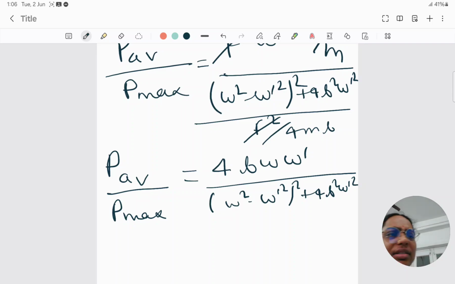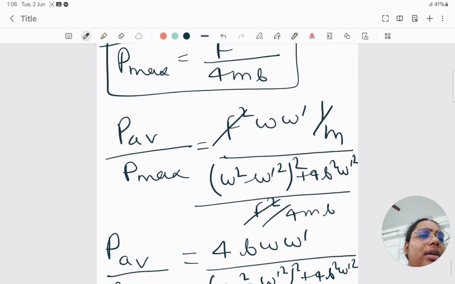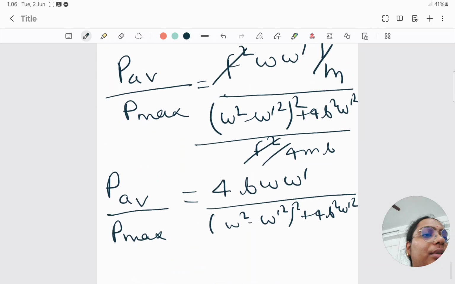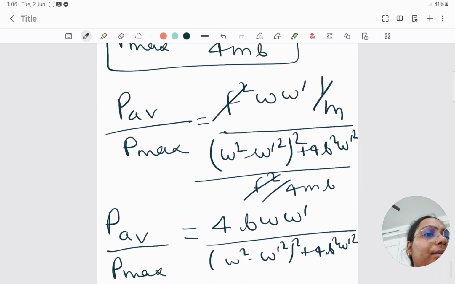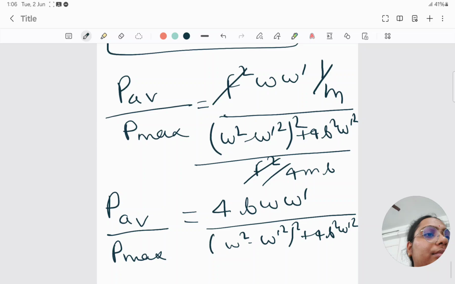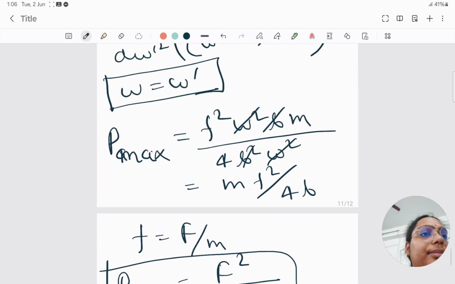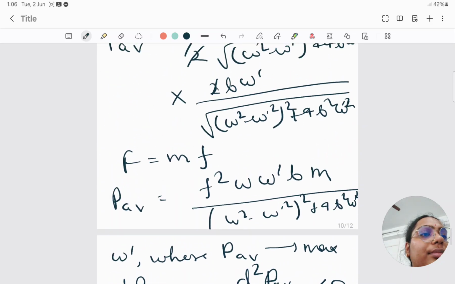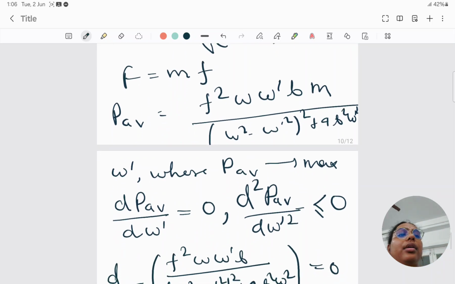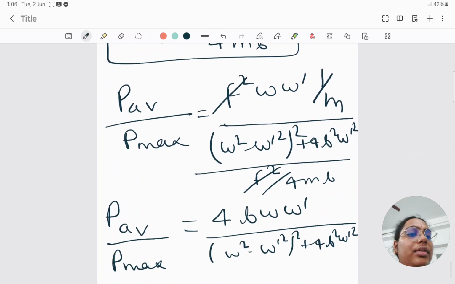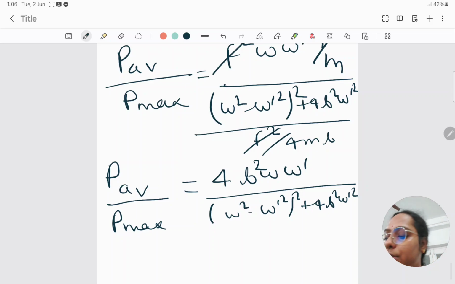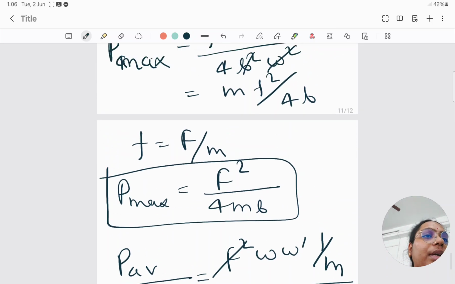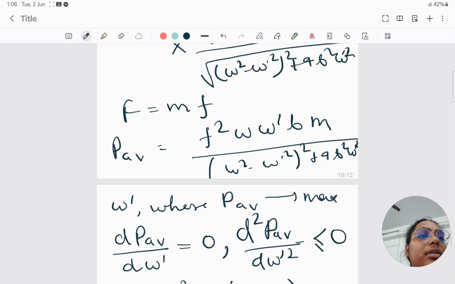it's not matching. 4mb. Should be total basis. So this will be b² ω into ω'.